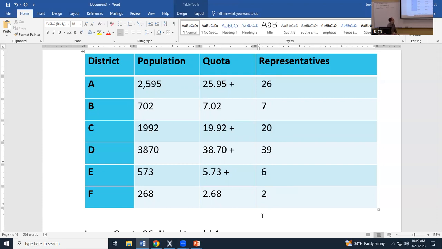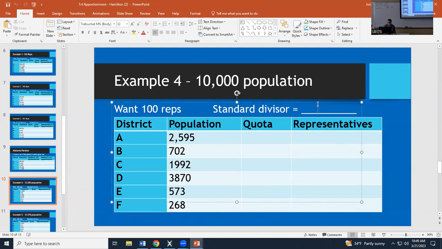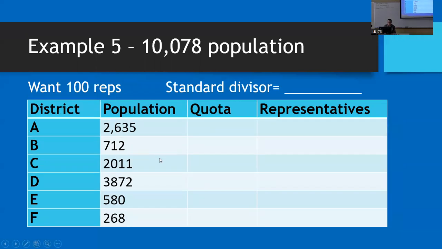So let's say something happens. Let's say that there's a change in my populations. Certain districts gain people at faster rates than others. Right? So let's pretend that happens. And the total system gains 78 people. All right.